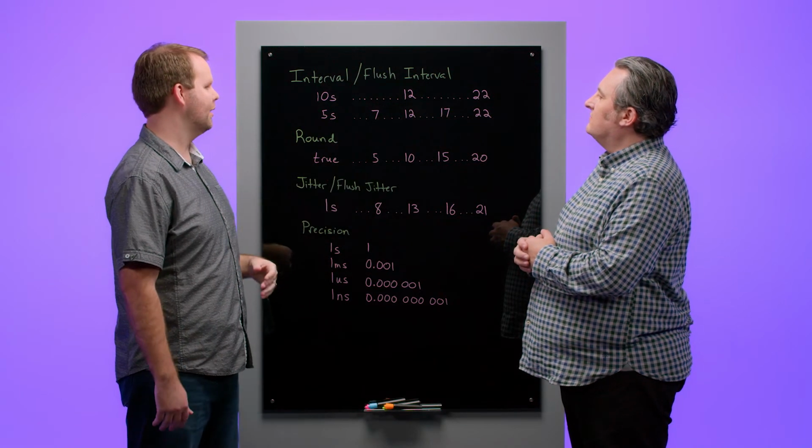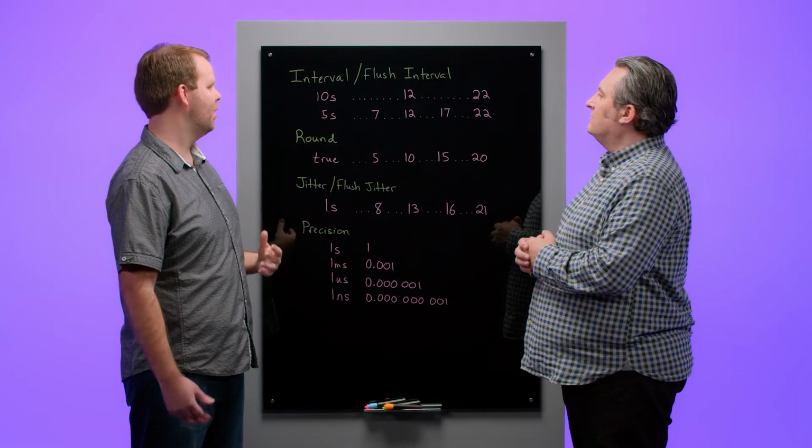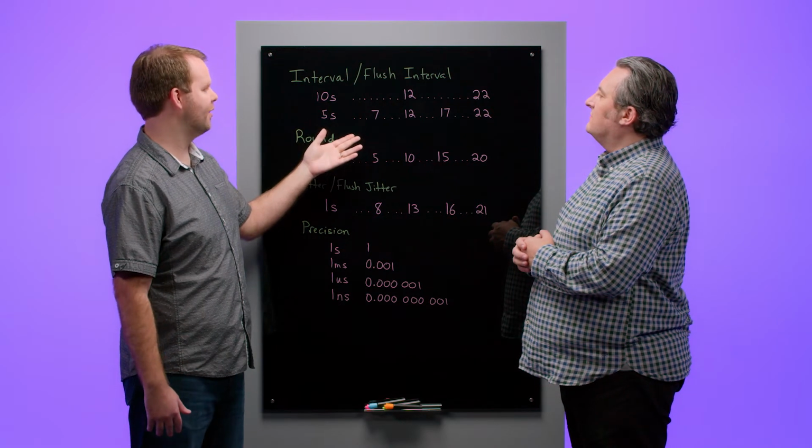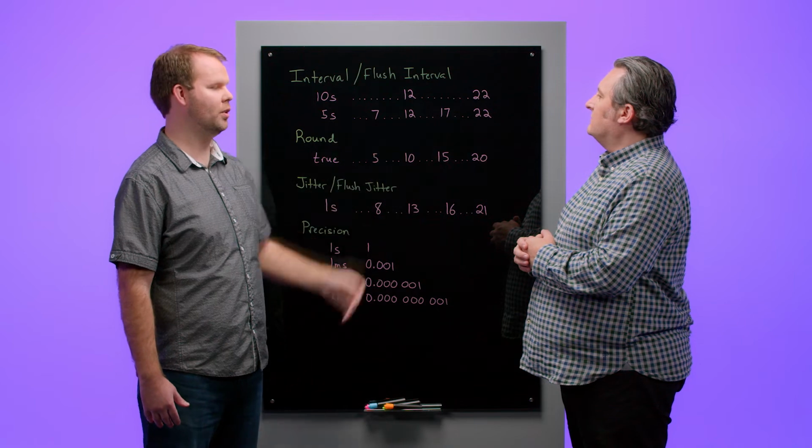However, if a user wanted to collect data more often or send data more often, if they cut it in half, they would be sending or collecting data twice as fast, at 7, 12, 17, and 22 seconds.